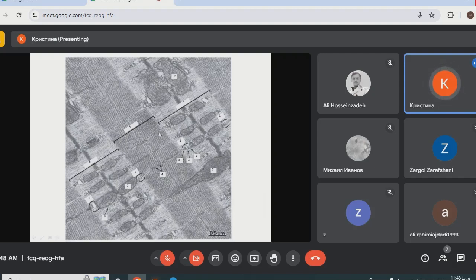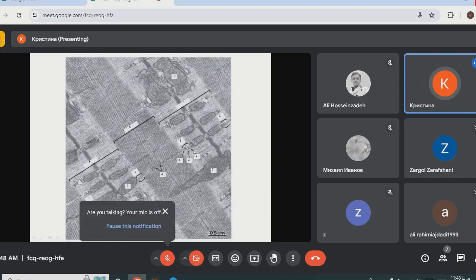In every myofibril, the A disc of one myofibril is beside the A disc of another myofibril and another myofibril, and the same for light I discs. So we have this cross striation. We have darker lines and lighter lines as a result.